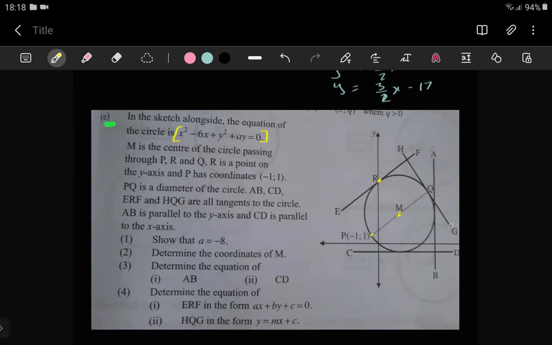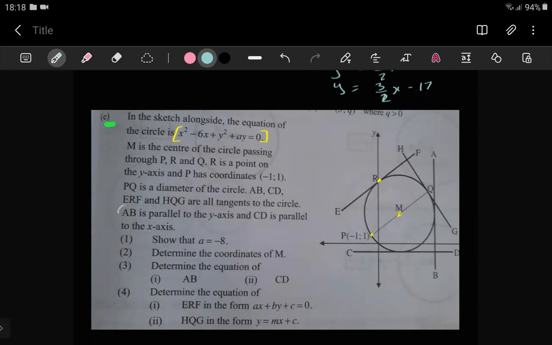And then it says AB, you can see that AB here. They said AB, CD, EF, HQG are all tangents to the circle. Now, the important thing to note about these tangents: they said AB is parallel to the y-axis, CD is parallel to the x-axis.